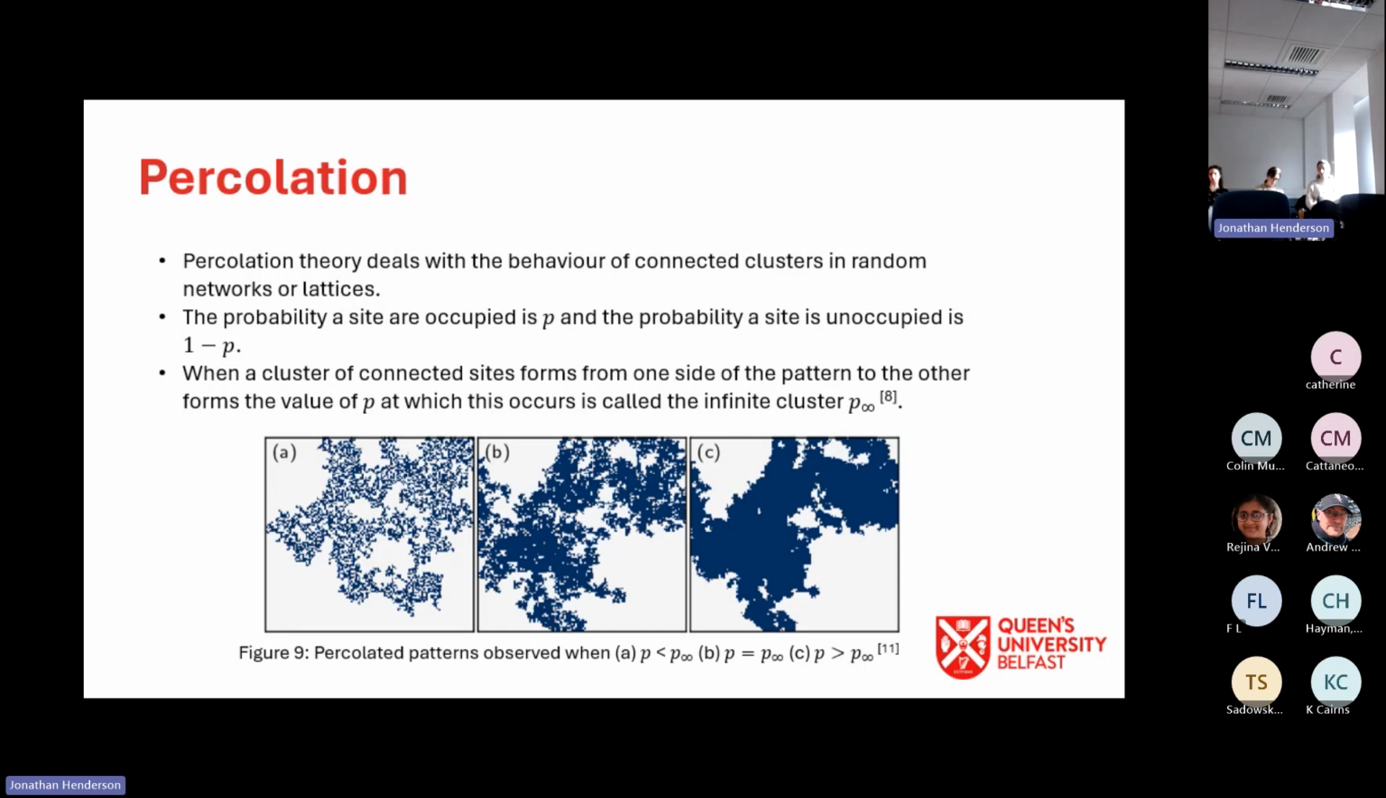What is also appealing about this is that the clusters become quite self-similar around that P infinity mark. So if you want to take it further, you can then look at the fractal dimension and apply that K function method that I looked at earlier.